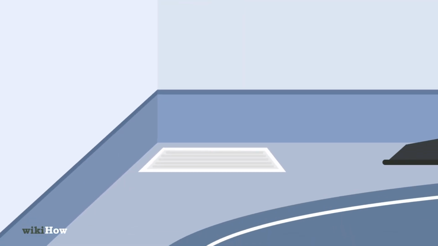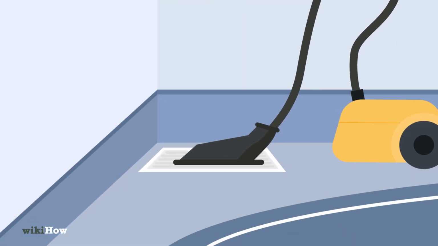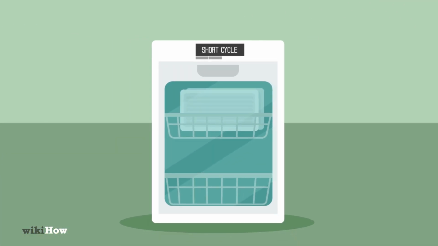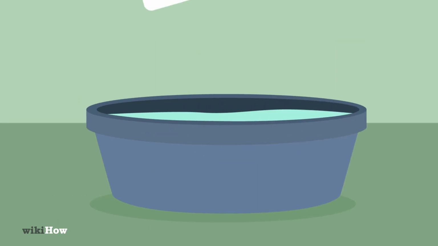Remove loose dirt with a vacuum or rag before taking out the vents. Arrange vents in the dishwasher, run a short cycle, and replace them once again. For stubborn dirt, soak vents in warm, soapy water.